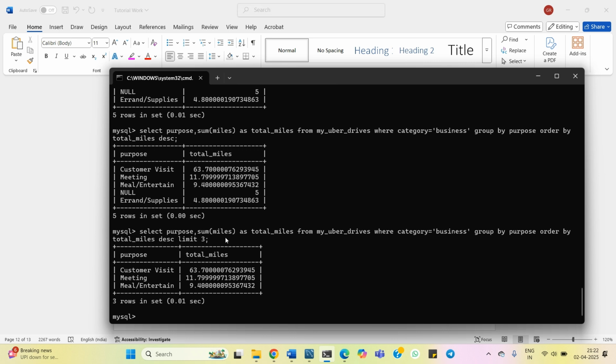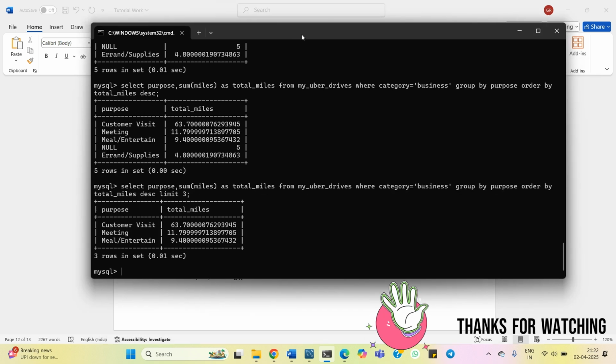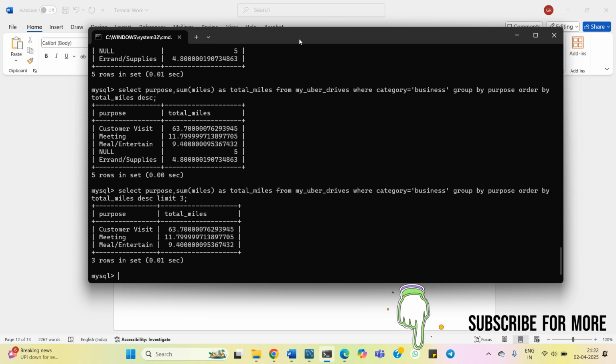Now you can see we have solved this problem. That's how we solve it, by breaking it into different segments step by step.